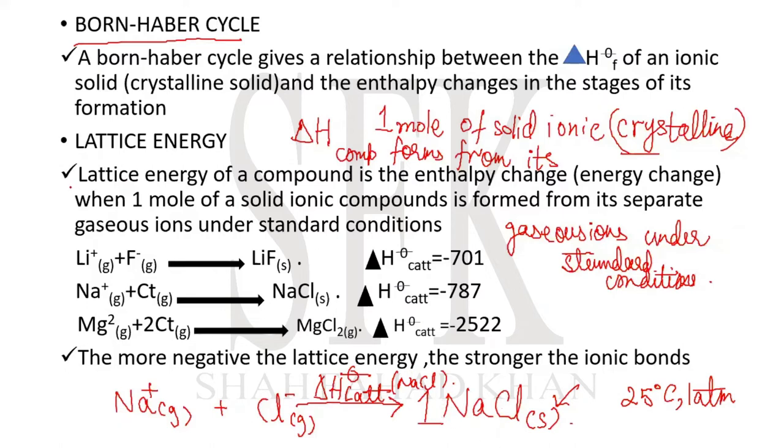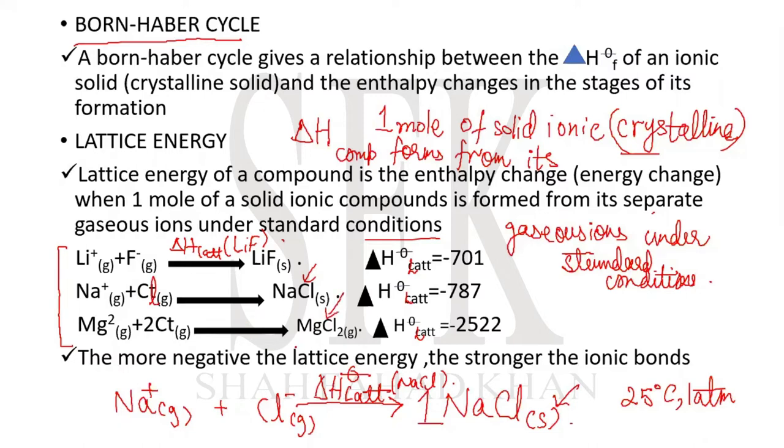Okay, I've also written the definition over here. It is the enthalpy change when 1 mole of a solid ionic compound is formed from its separate gaseous ions under standard conditions. And these are a few examples of how lattice energy can be represented. This is actually L, not C, this is L. So lithium ion combining with fluoride ions in their gaseous state forming lithium fluoride. In this case it's going to be the lattice energy of lithium fluoride. And similarly, lattice energy of sodium chloride, this is Cl.